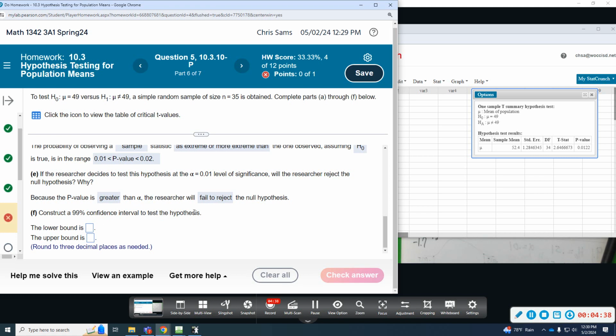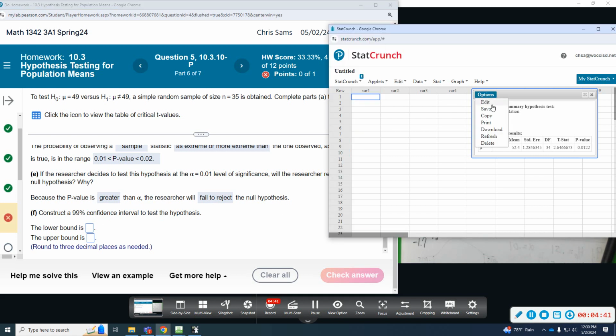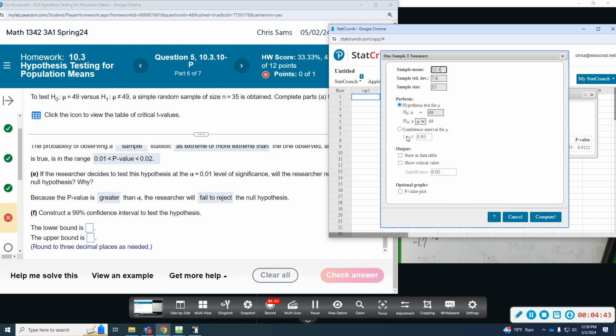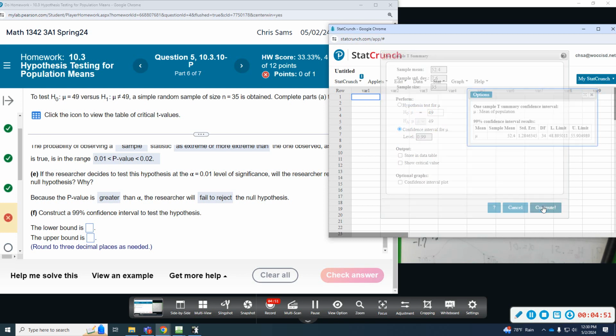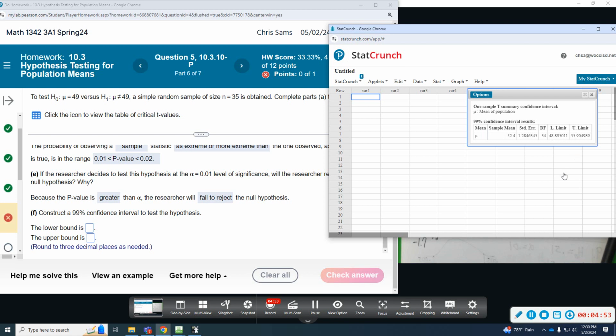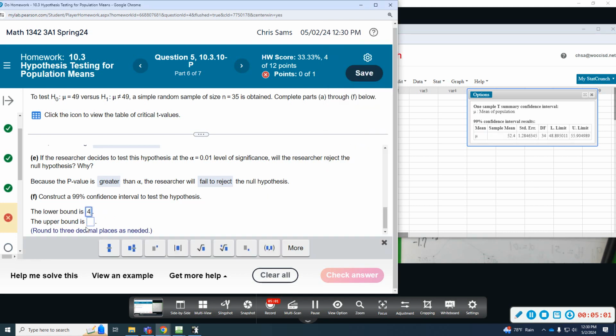If we do a 99% confidence interval, we're going to do options, edit. We're going to come down here and say confidence interval for mean, change this to 99%. Compute, and it gives us the lower and upper limit. To 3 decimal places, 48.895 is the lower bound, and the upper bound is 55.905.